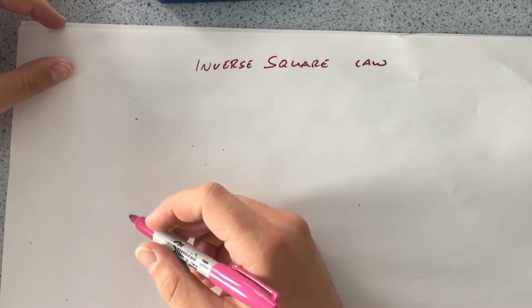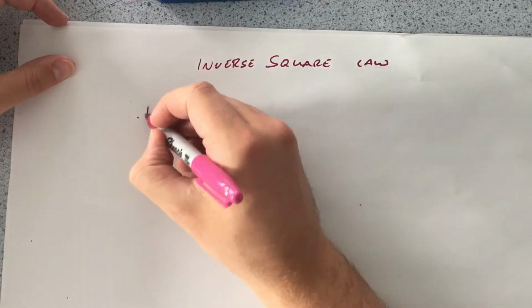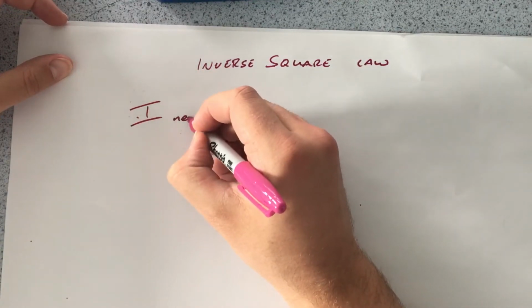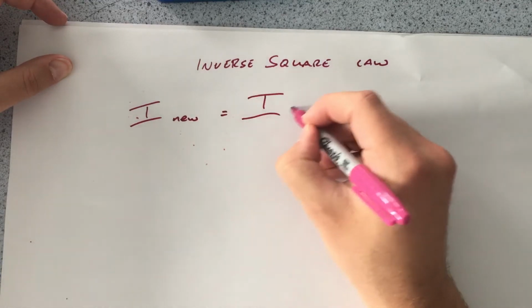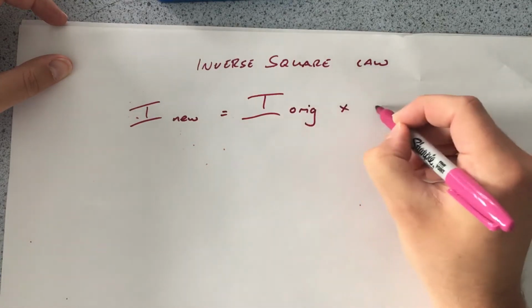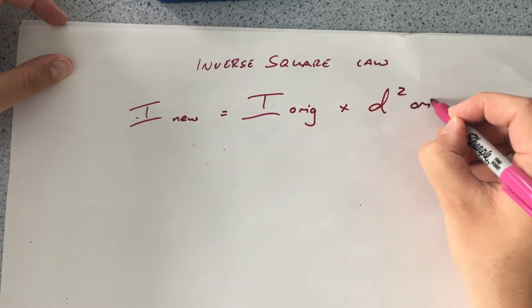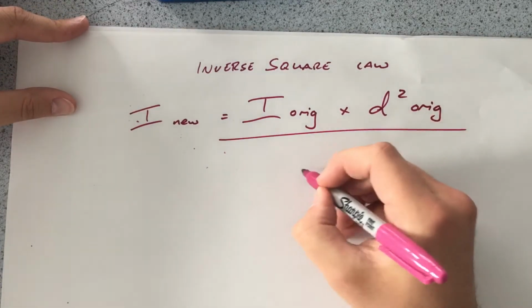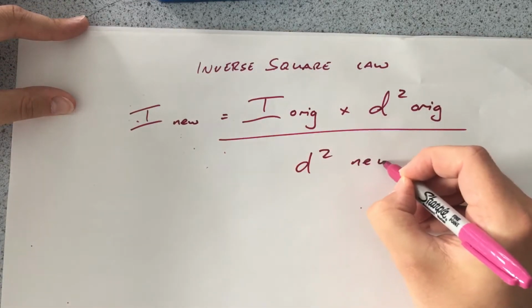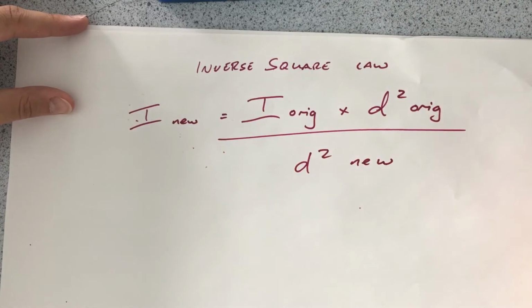First thing I'm going to do is write down the equation. It's going to start off as I new is equal to I original times distance squared original divided by the distance squared of new. What does that mean? What's all this?